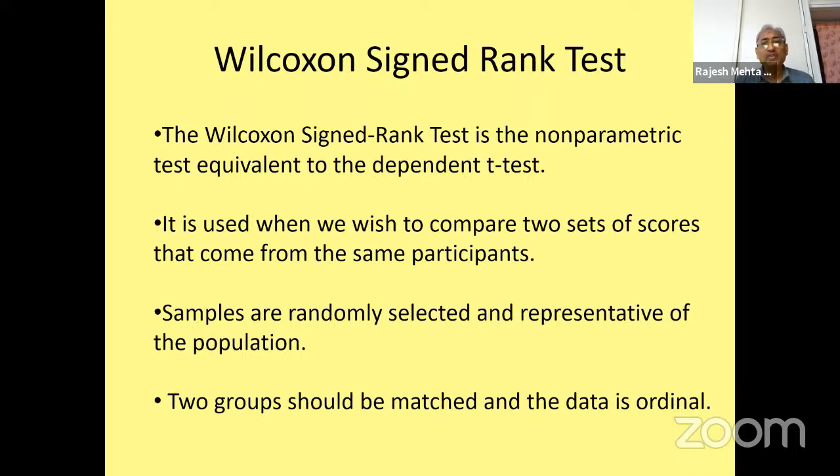It is used when we wish to compare two sets of scores that come from the same participant before and after surgery, before and after diet therapy, before and after physiotherapy. If you want to compare this in the same patients, it will be useful. Samples are randomly selected and representative of the population. Two groups should be matched and data is ordinal.